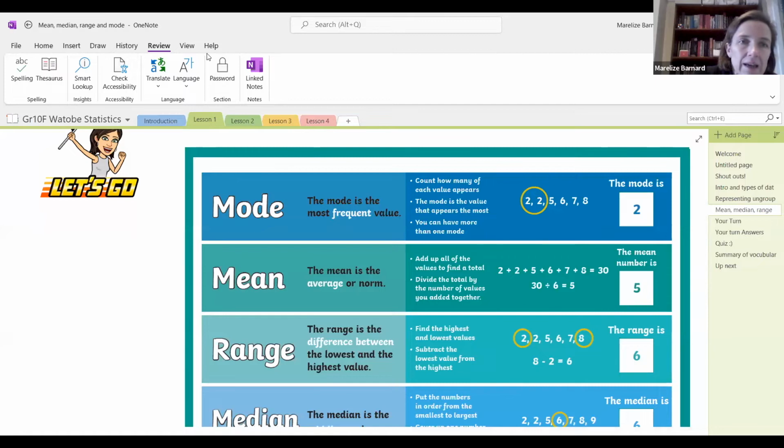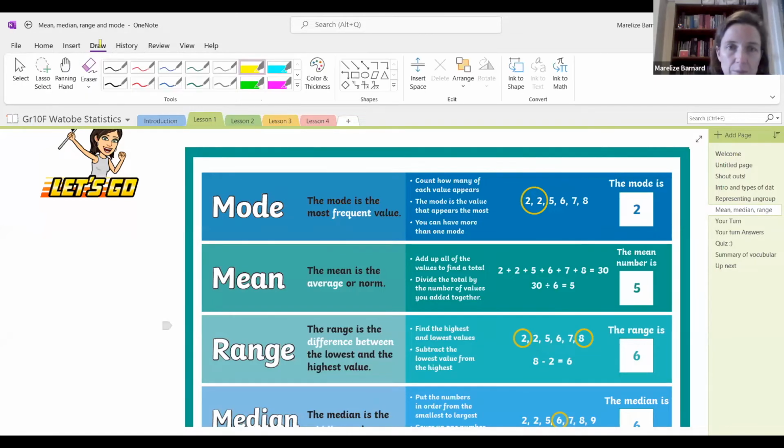Most frequent meaning it occurs the most. Mode is always, for me, the easiest one to remember because it occurs the most. So if you want to, write down in a bracket: most frequent. How will we do that? We will count how many times a value appears. If we look at our example here, we've got 2, 2, 5, 6, 7, 8. So 2 is our mode because that is the value in the data set that happens the most frequently. Okay.